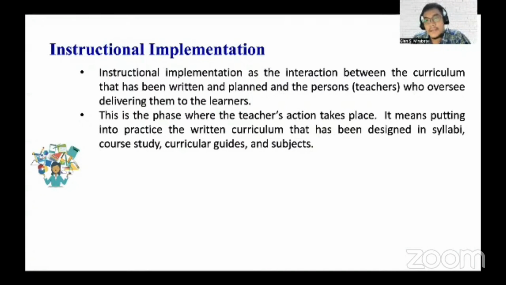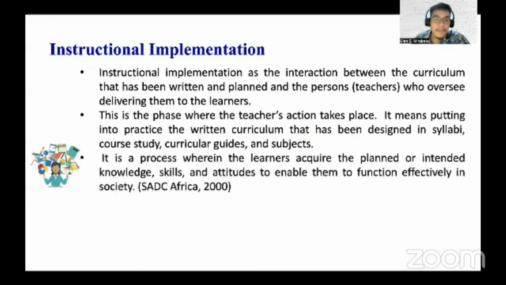It's about delivering the content to the students. So that means we are taking into consideration the strategies and how we can effectively deliver the contents to the students. And also it's the task of the students to absorb what has been taught or delivered to them. It was also a process wherein the learners acquire the planned or intended knowledge, skills, and attitudes to enable them to function effectively in the society.